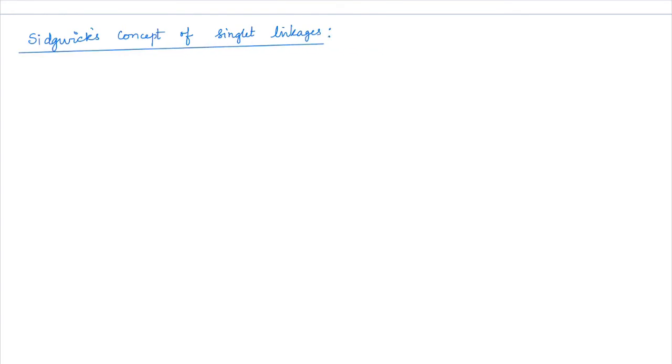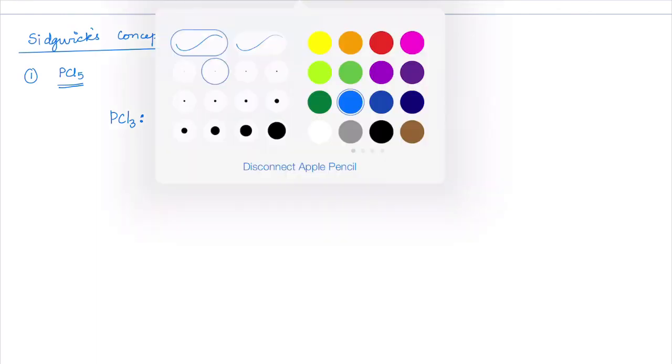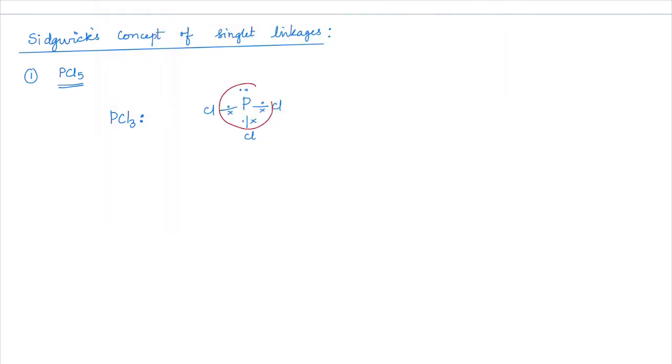Okay, so what Sidgwick says is that every atom and every molecule will try to follow the octet configuration strictly, and that includes PCl5. But he says, first check what is happening with PCl3. In PCl3 we know the structure has phosphorus, 3 chlorine linkages and 1 lone pair. That's how it is fulfilling its octet. So phosphorus has fulfilled its octet here, and this is perfectly fine.